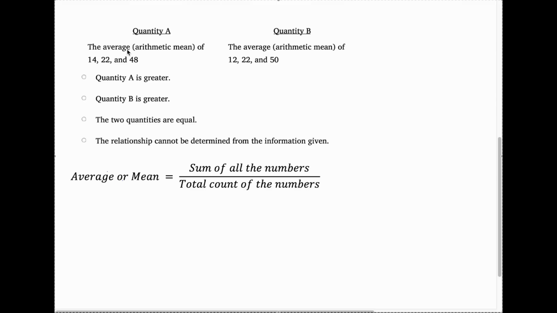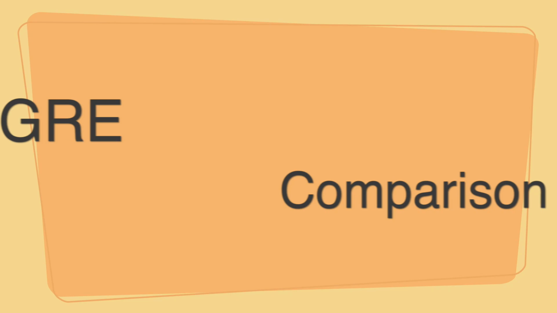So we talked about mean in the last video. It is the sum of the numbers divided by the total count of the numbers. So if we are required to find the average of these three, we add all of them and divide by their number. When doing comparison questions, you are not required to actually find the mean and then compare, because you can compare just by looking at the question as well.